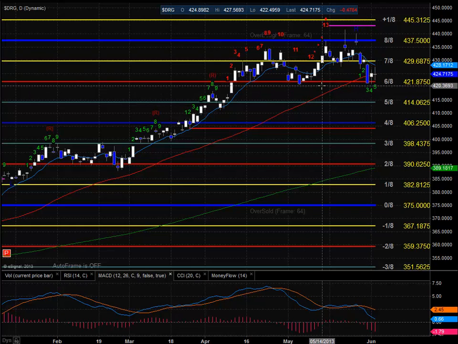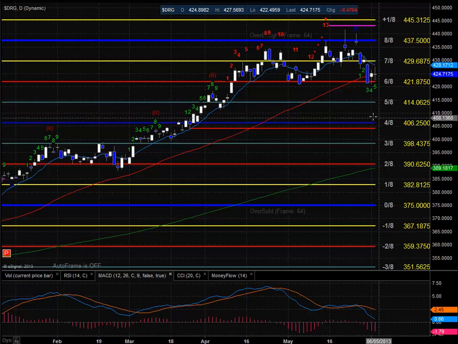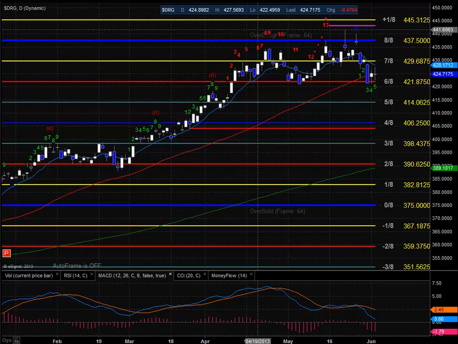We're still kind of gaming this prior support area, which was this low water mark just below the 6 ace level. But if we lose about 420 3/4, we could easily see this 4 ace level at 406 1/4 put into play.